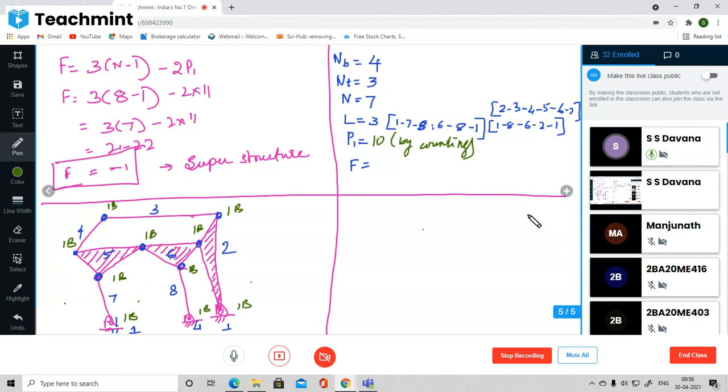So based on the relation, n is how much here? 7. Okay, n is 7. Okay, plus. You just check it. How many loops do you have? A linkage is just the note.